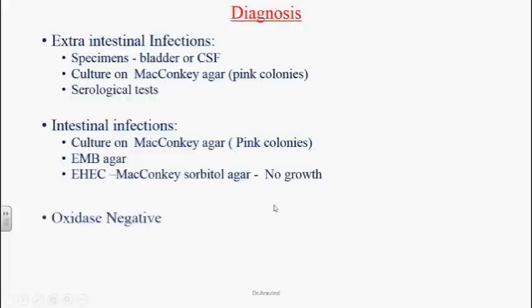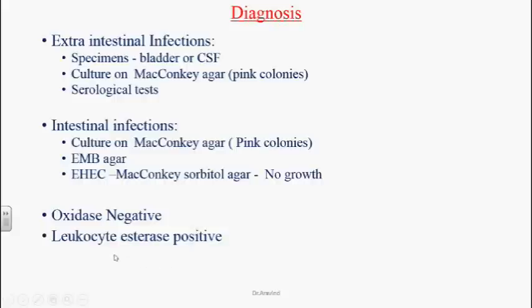So that's how we can diagnose enterohemorrhagic E. coli. Other tests: these organisms are oxidase negative, and they are positive for leukocyte esterase, and they can change nitrates to nitrites. So with all these diagnostic techniques, we can diagnose E. coli organisms.